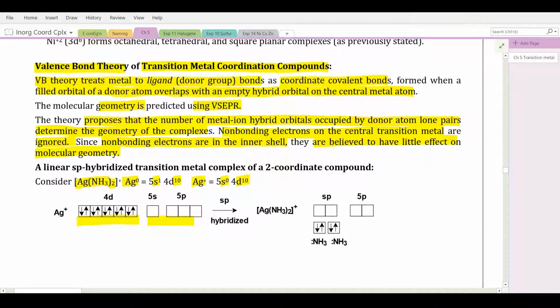Along come two amines, two ammonia molecules. They want to donate into empty orbitals because they each bring a pair of electrons. So valence bond theory says, okay, we need two empty orbitals. Let's mix together one s and one p, and we get two sp orbitals. Here they are, and each ammonia molecule can donate a pair of electrons into one, forming the bond.